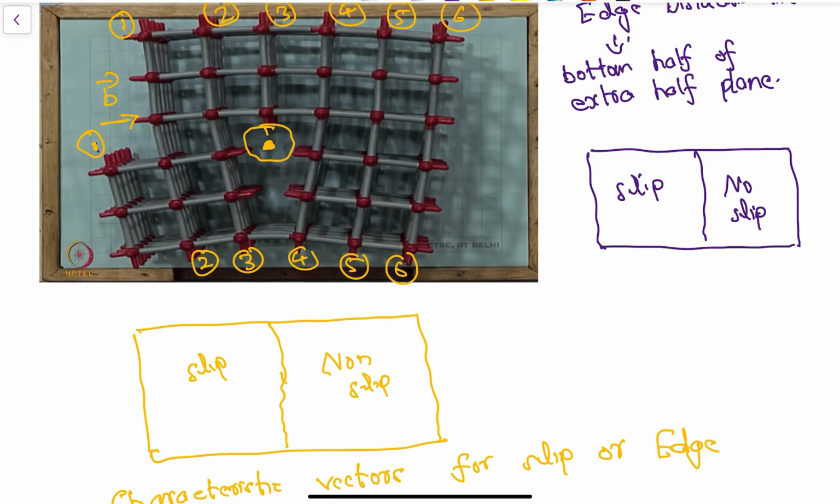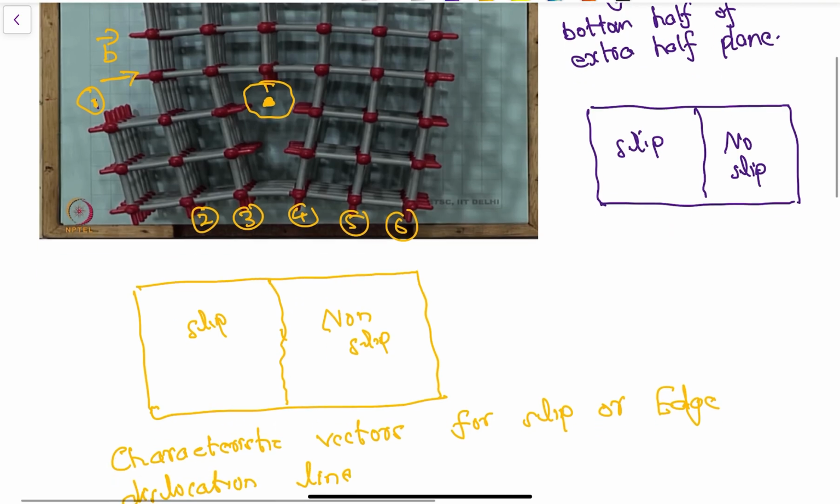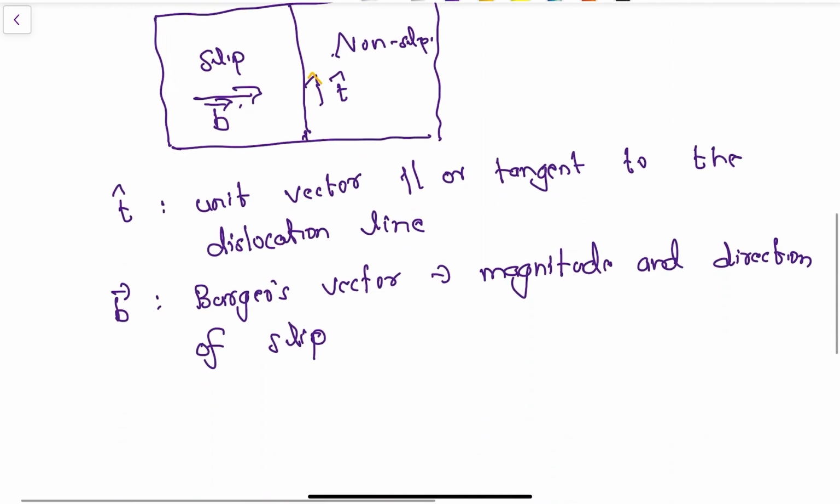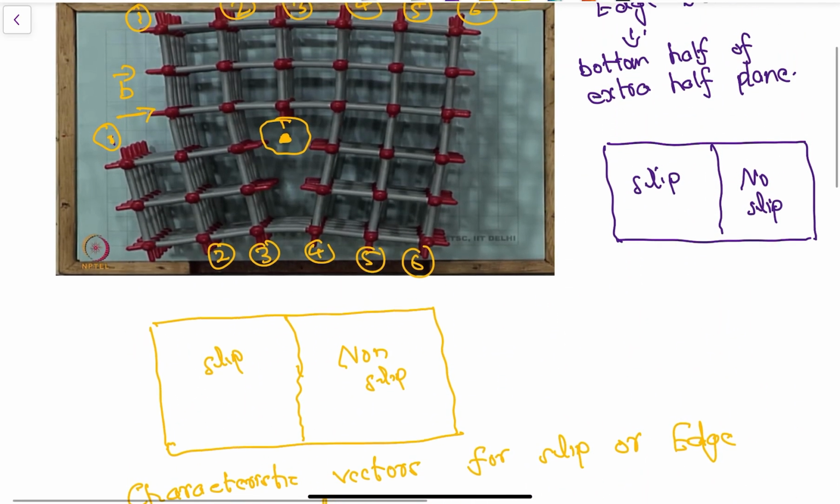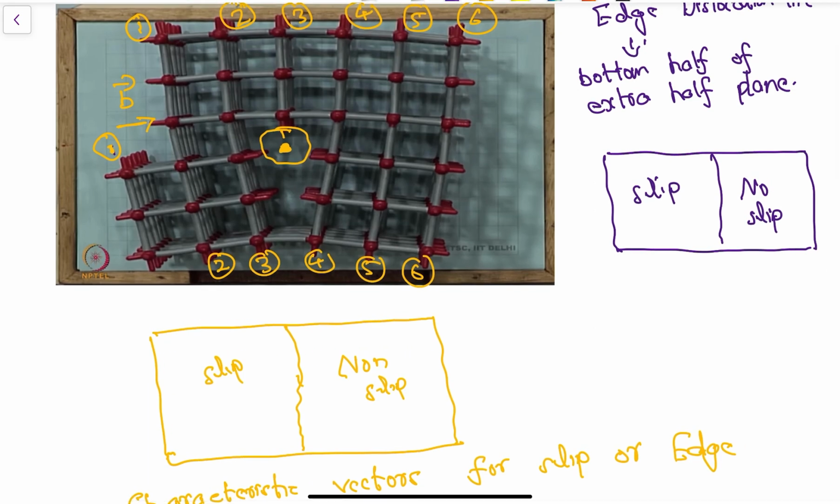The total magnitude is the interatomic spacing or the interplanar spacing. So here, for this particular slip, this is the interplanar spacing or interatomic spacing. Sometimes the slip may be twice or thrice this much of the interplanar spacing. For this particular case, the magnitude of the Burgers vector is the interplanar spacing, and the direction is towards the right.